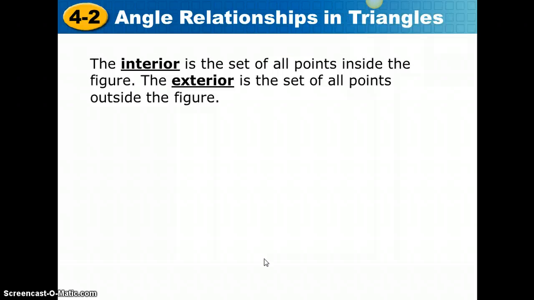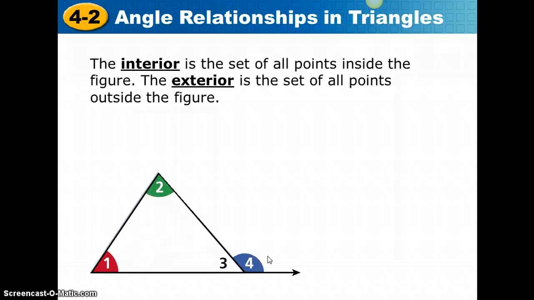Alright, now it's time to look at some of the angle relationships within triangles. The interior is a set of all the points inside the figure. Exterior is a set of all the points outside the figure. So angles 1, 2, and 3 are in the interior. Angle 4 is considered to be in the exterior.